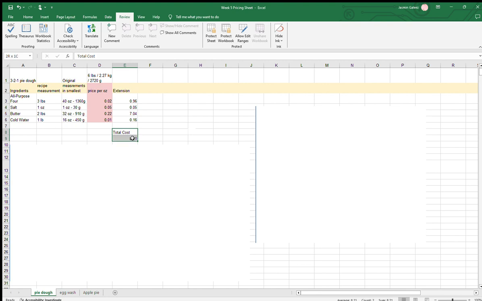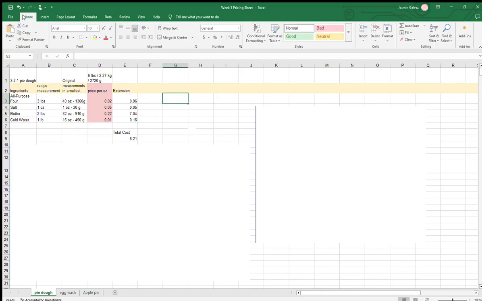And now for the total cost. Total cost is going to be all of the extensions added up. So we can see Home, AutoSum. What this is saying is adding all of these together. So adding column E number 3 to column E number 6, we get $8.21, which is the exact same as what I got here, $8.21.